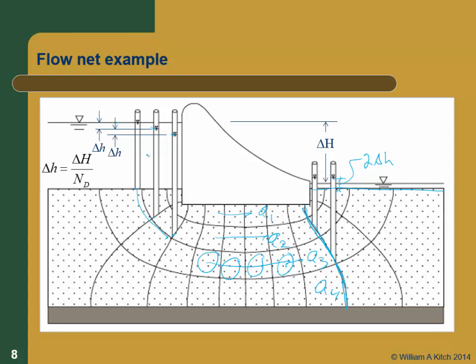So if the drop between each pair of equipotential lines is constant, equal to little delta H, we know what total delta H is. That's the total head loss. So little delta H is just big delta H divided by the number of drops. It's not the number of equipotential lines, it's the number of drops. So how many drops are there in this system? Count them up real quick. How many drops? 10. All right? 1, 2, 3, 4, 5, 6, 7, 8, 9, 10 drops. 11 equipotential lines and 10 drops.